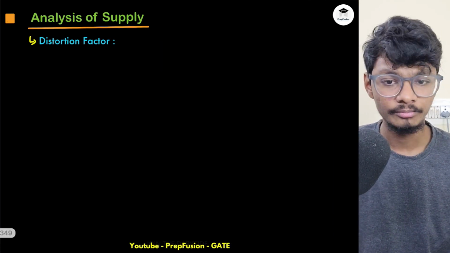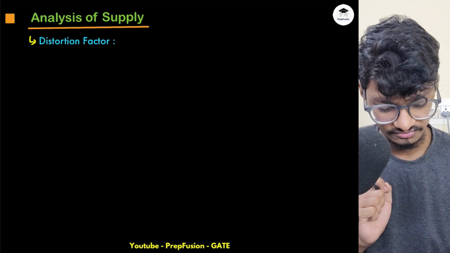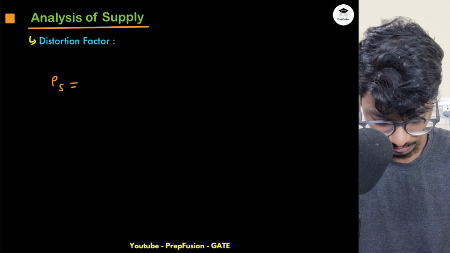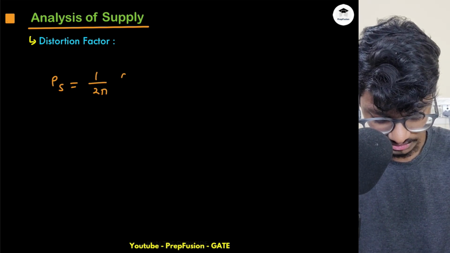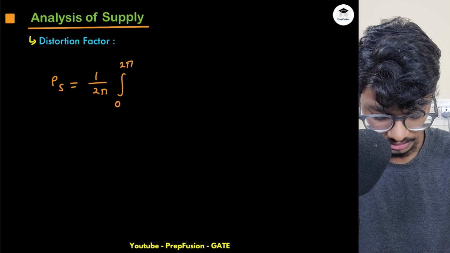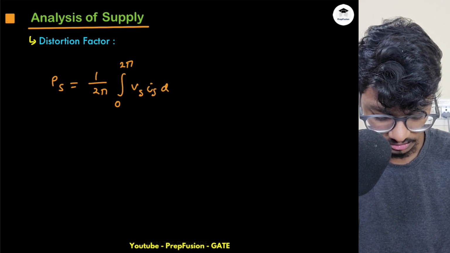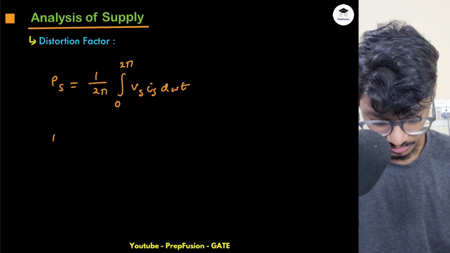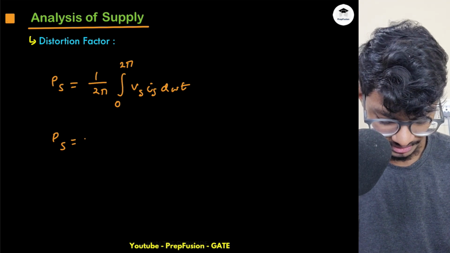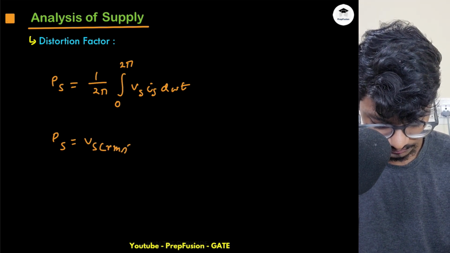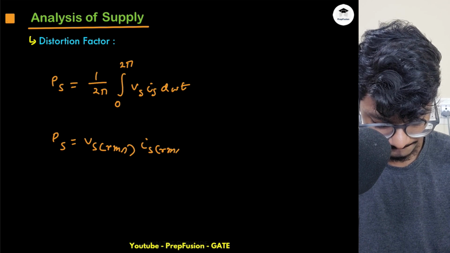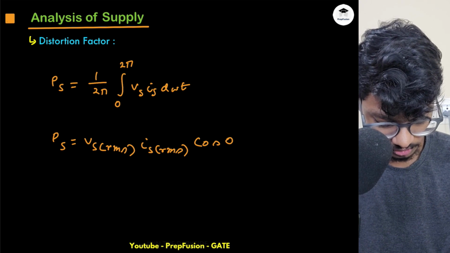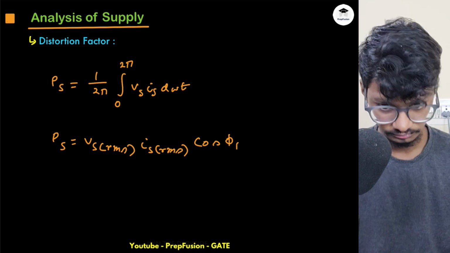So there is one factor known as distortion factor that I will derive with the help of overall power. What is power? I've already explained: power over a cycle of a periodic function is 1 by 2 pi, integral from 0 to 2 pi of Vs into Is d omega t. I'm computing the supply power this time. Mainly our power is Vs RMS into Is1 RMS into cos phi 1, the fundamental power factor. This will be the power, and all the other components will be 0.